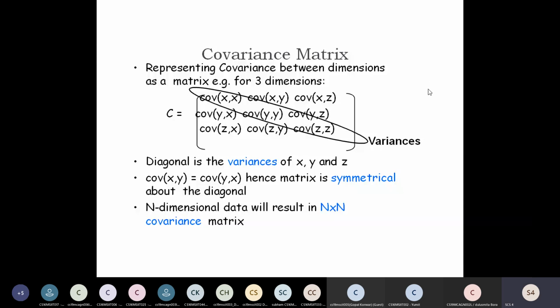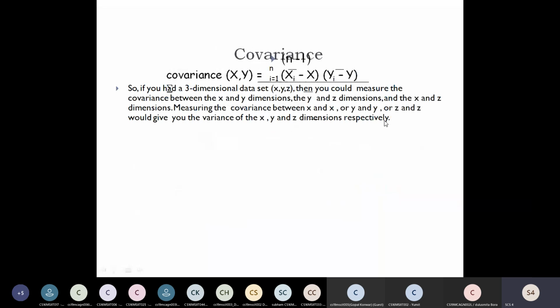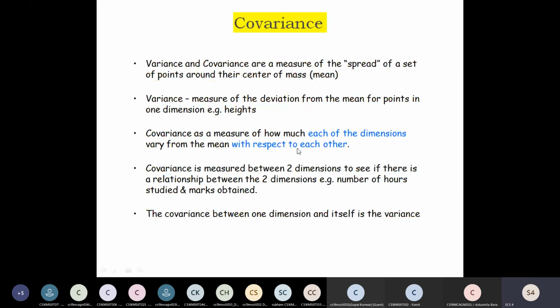What I said, I'm giving the hint again. If you stick yourself to one dimension only, if you are measuring the deviation from the mean for points in only one dimension, then that will become what? Variance. You are considering one dimension at a time, so what does it become?